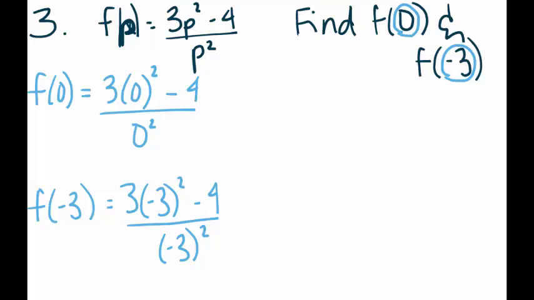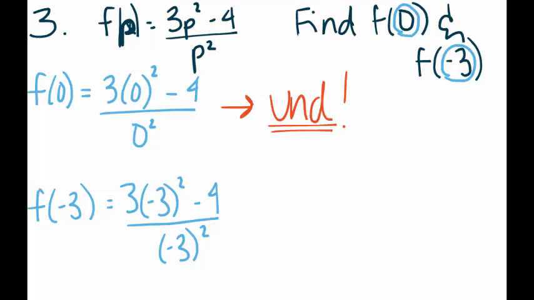So let's see. The top one, this is pretty easy. You have a 0 squared on bottom. The top is undefined. That does not work. You cannot have a 0 in the denominator. So f of 0 is undefined. You can't plug in a 0. It does not work. The other part you can.